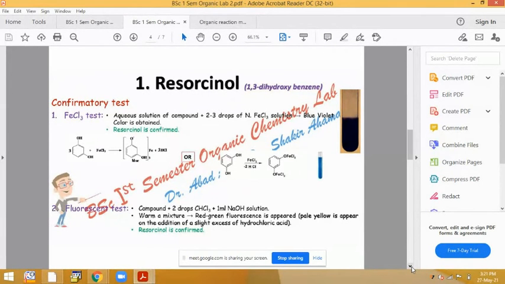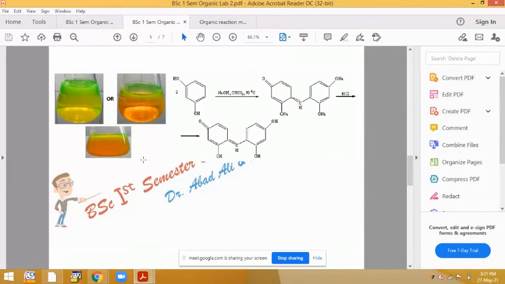Another test is very specific for resorcinol, which is called the fluorescence test. If you take the compound, 2 drops of CaCl3 and 1 ml of NaOH and warm the mixture, a red-green fluorescence appears. Now if you add sufficient water or hydrochloric acid, you see the color becomes like this in the figure. First you get a mixture like this, somewhat red and greenish, and if you add excess water, it will show a green color. This color is called fluorescence, and the reaction is due to this type of compound formation.